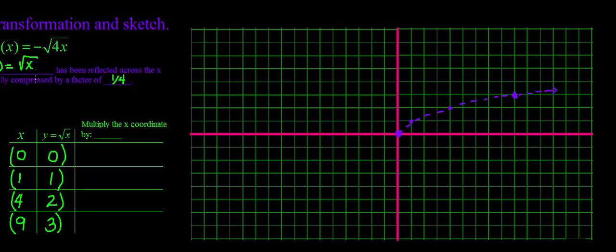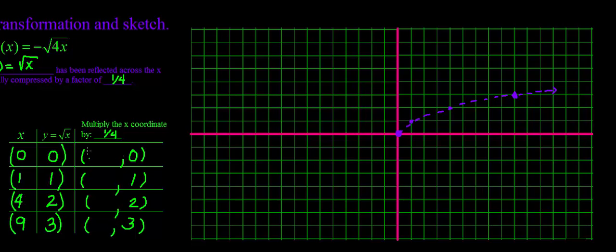What that means is we're going to take our x coordinates, here it says multiply the x coordinates by 1/4. So I'm going to go ahead and take all my x coordinates and multiply by 1/4. So this is what it looks like. My y coordinates I'm going to keep exactly the same. So my y coordinates are 0, 1, 2, 3. Those I don't touch at all.